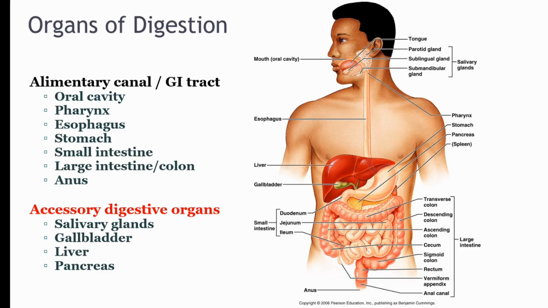So first, in this picture here, what I'm showing is the GI tract, so the oral cavity, the pharynx, the esophagus, the stomach, the small intestines, the large intestines, the colon, all the way to the anus. So that's the GI tract. That's the tube through which your food goes. And then you have your accessory organs, which are your salivary glands, your gallbladder, your liver, and your pancreas. All of these accessory glands will release some form of enzyme or chemical that aids the process of digestion.